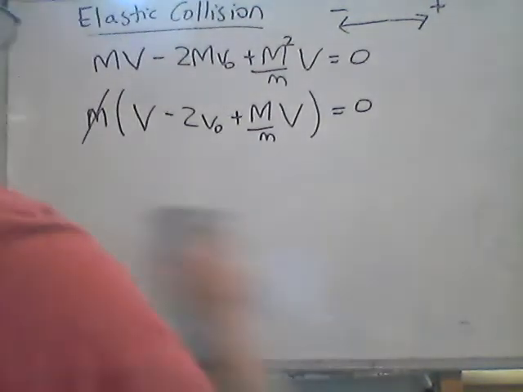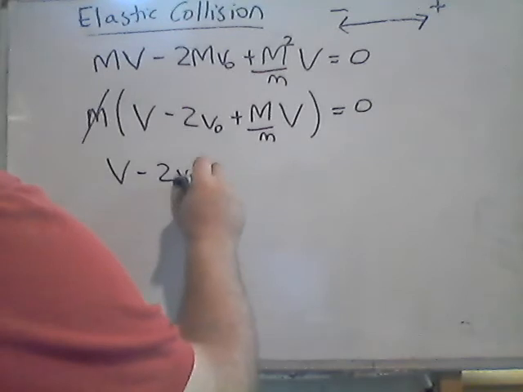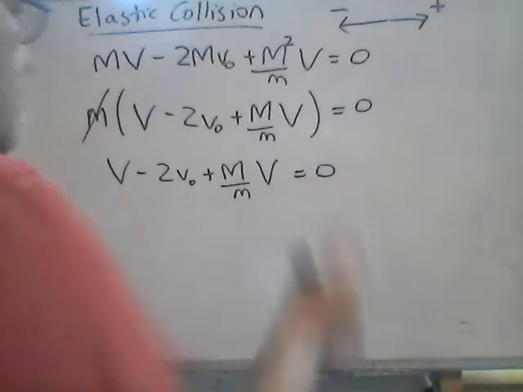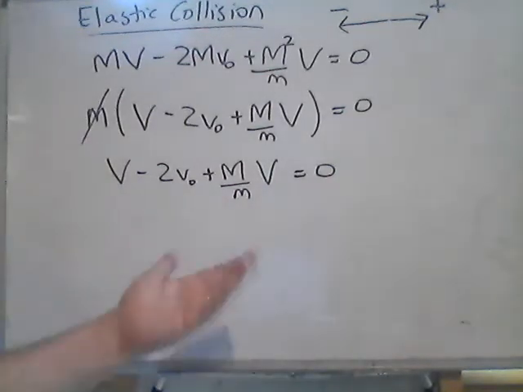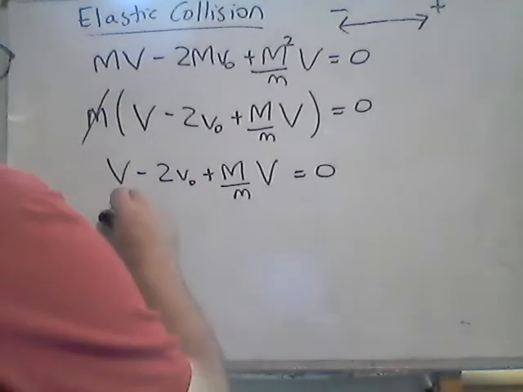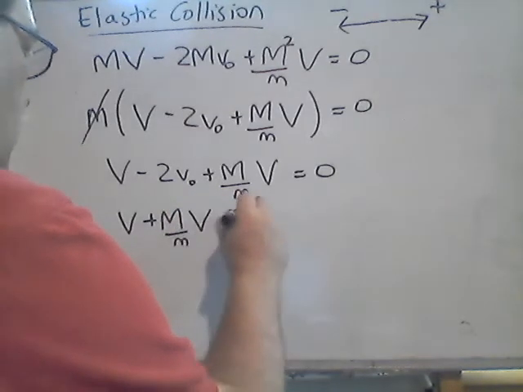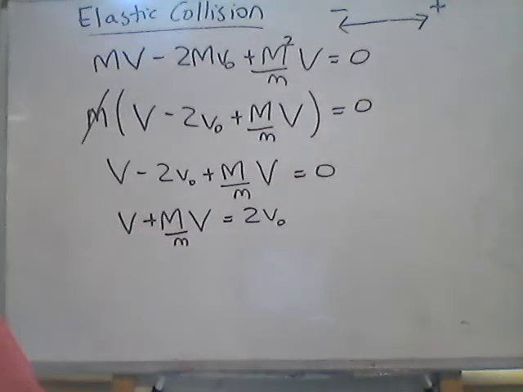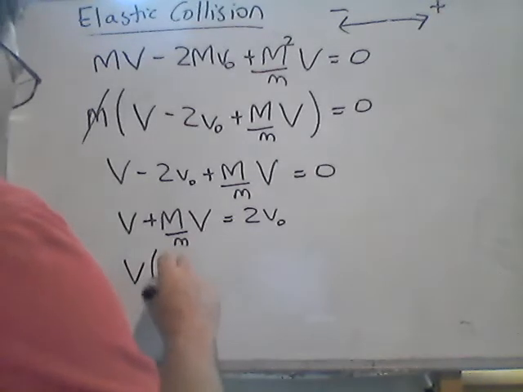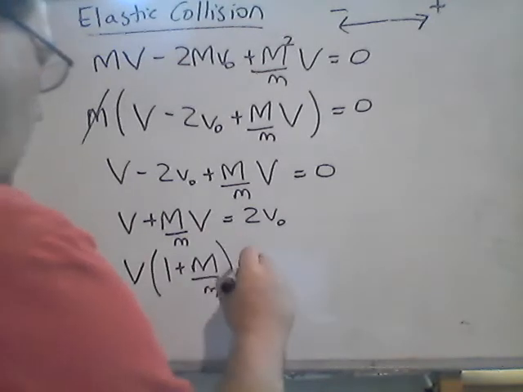Getting someplace. What's left? Well, I have big V minus 2 little v naught plus big M over little m times big V equals 0. What am I solving for? Big V, right? Let's keep all the big V's on one side. Anything that doesn't have it, we'll throw on the right side. So I have big V plus big M over little m times big V is 2 v naught. I just threw 2 v naught on the other side. And I can factor out big V now. So big V, and I now have 1 plus big M over little m equals 2 v naught.